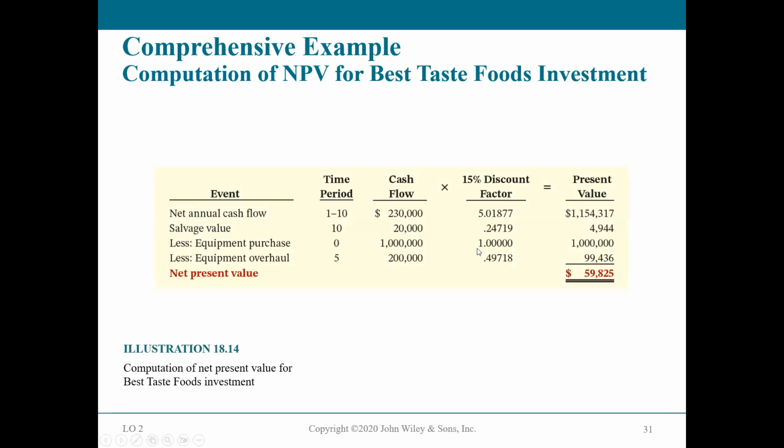So now let's do our little computation of net present value. Our net annual cash flow of $230,000 over 10 years has a discount factor of 5.01 applied. So the present value would be $1.154 million. The salvage value is a lump sum, one payment of $20,000 at year 10 at 15%. It's a multiplication factor of 0.24719. We'll subtract the original purchase and the equipment overhaul, which because it's in year 5, is also discounted, $200,000 at year 5 as a single payment. So our net present value then would be positive in this situation at $59,825.